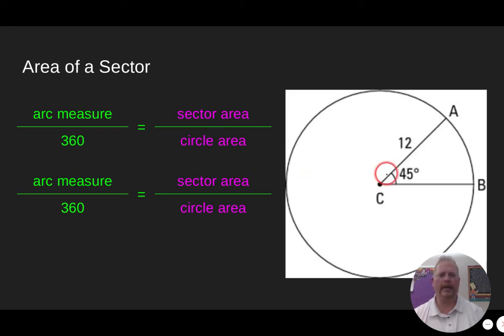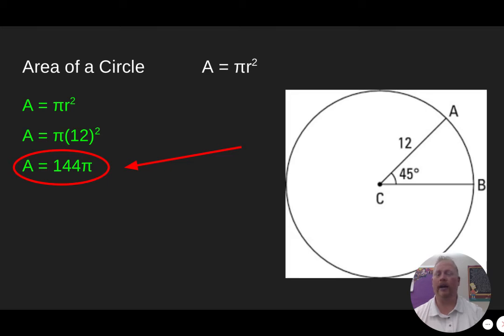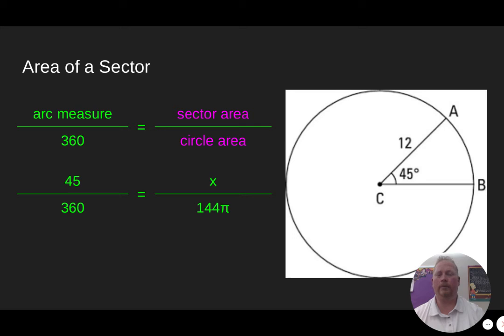So let's go ahead and start plugging in numbers. The arc measure is 45 degrees. The sector area, we don't know that, so let's just call it x. And then the full circle, well, we just learned in a previous slide that the area of this circle was 144 pi. So let's go ahead and take that 144 pi and plug it in.